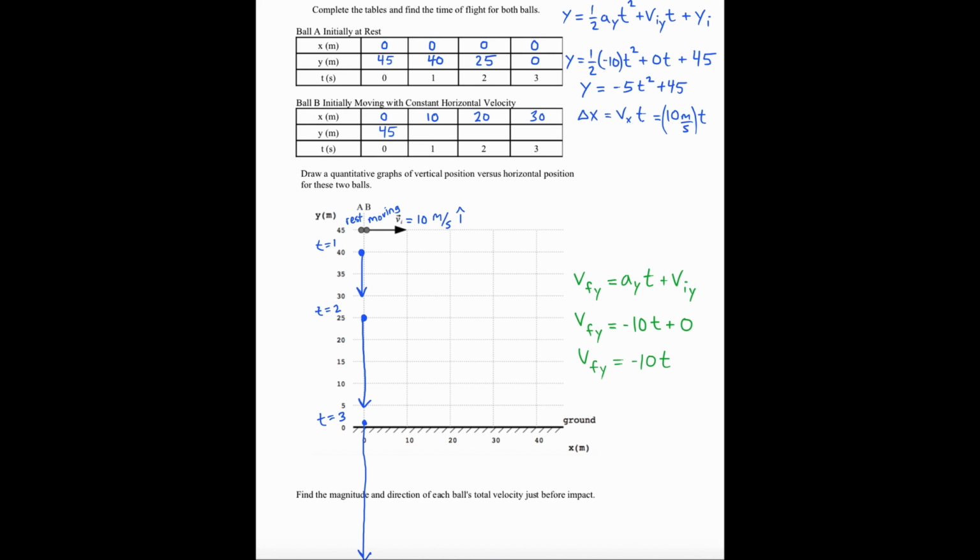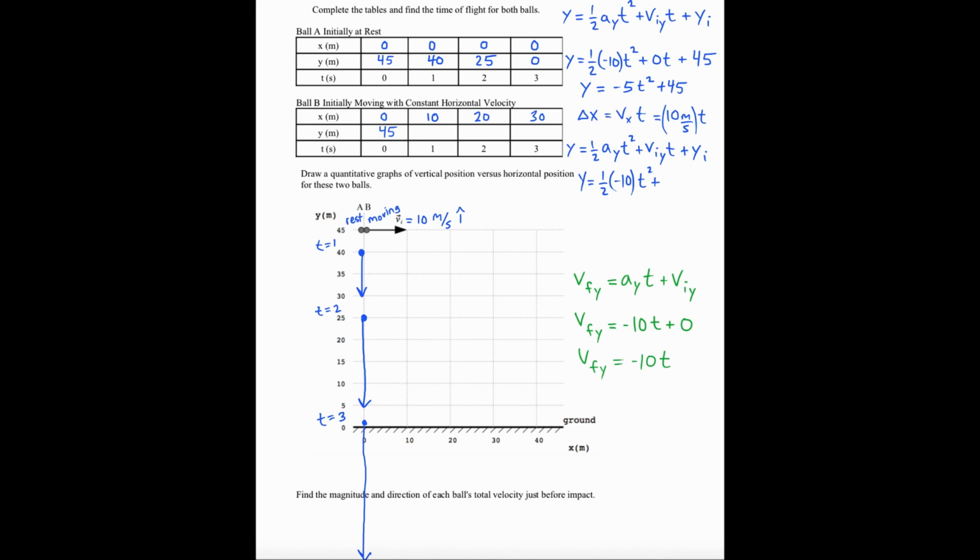All right, now what will happen with ball B? For ball B's vertical position, we want to use that same formula, y equals 1/2 a_y t squared plus v_iy t plus y_i. The acceleration that B feels will be the same as what A felt. And now what about v_iy t?